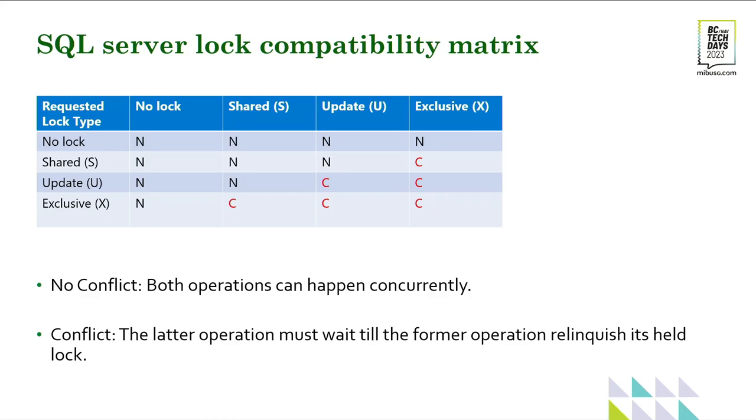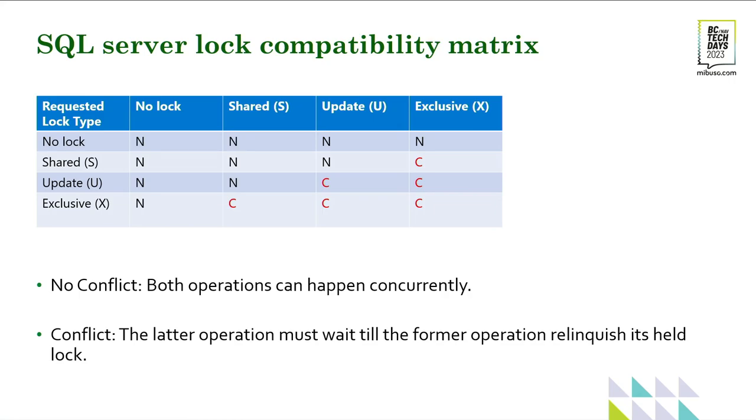I want to give you the technical term here, because then you can Google it. This is the SQL Server Lock Compatibility Matrix. The first column specifies the type of lock you're coming to request, like no lock, S, U, or X. And the header row shows what is currently applied to that row.